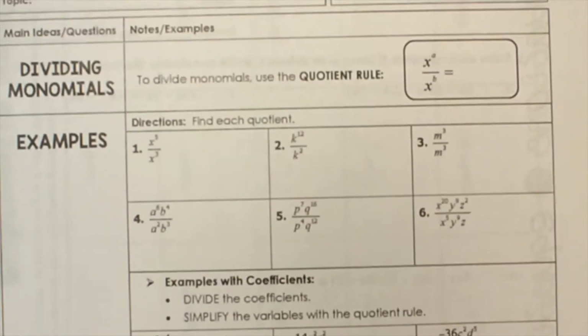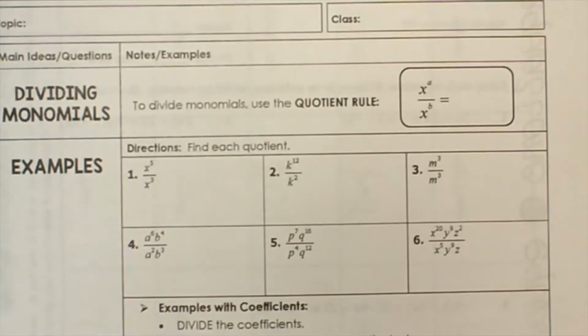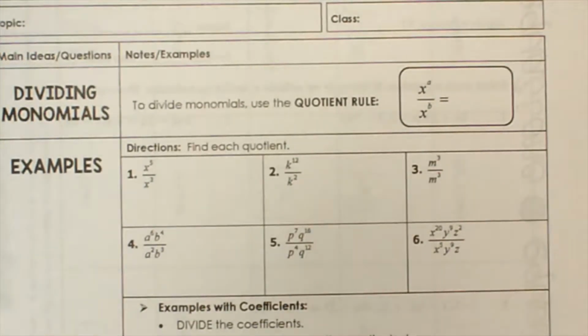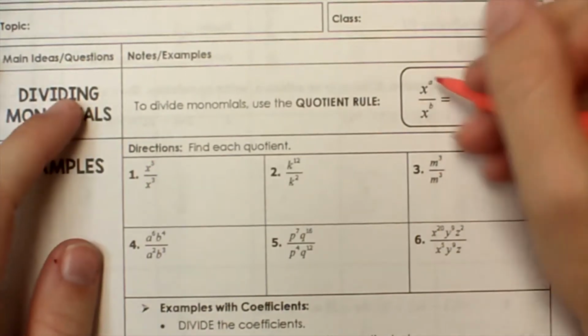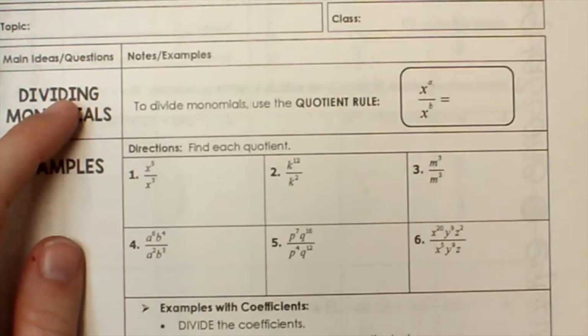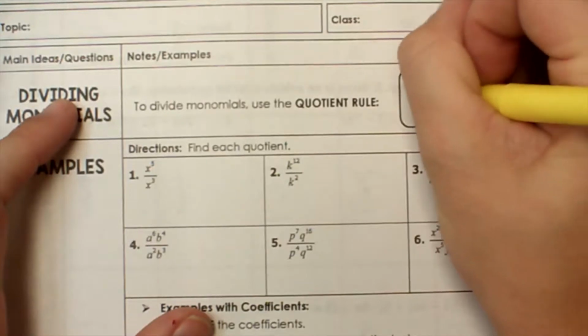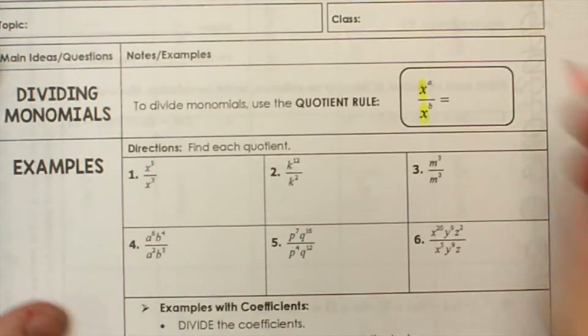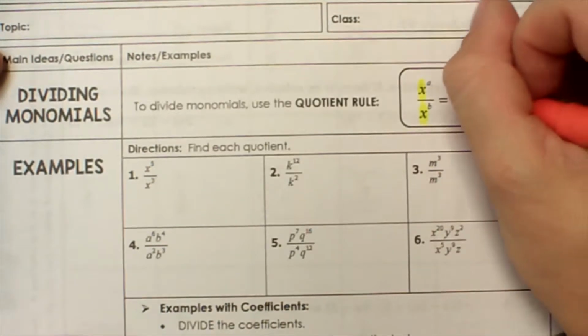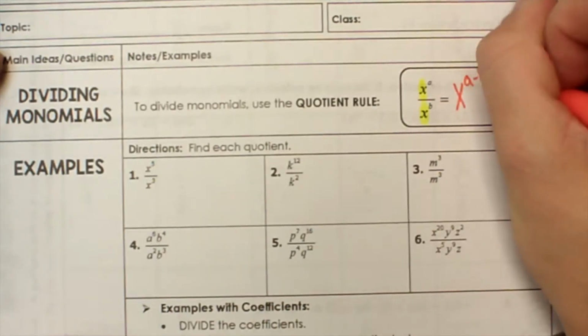All right, so our last video, Exponentials video 3, is looking at dividing monomials. To divide monomials, you're going to use the quotient rule. The most important thing is that they have the same base. You can only divide them when they have the same base. You subtract your exponents, so it becomes x to the a minus b.